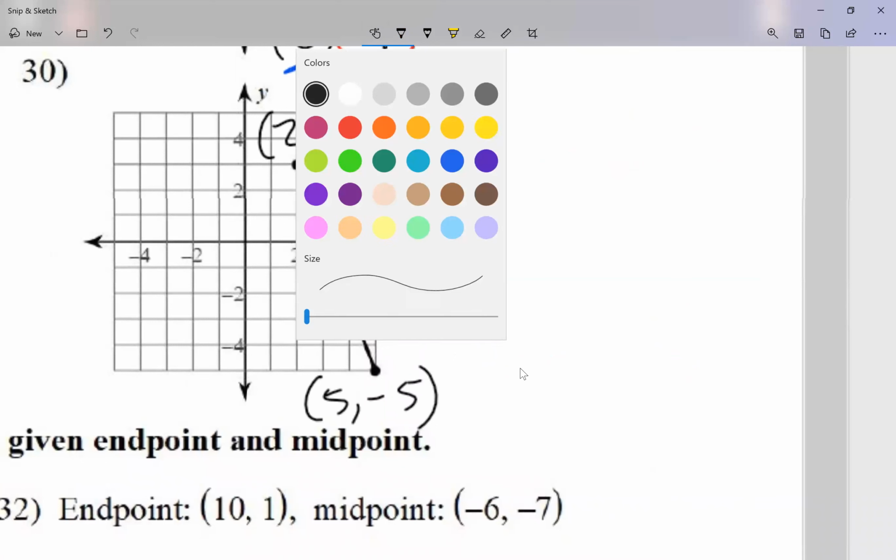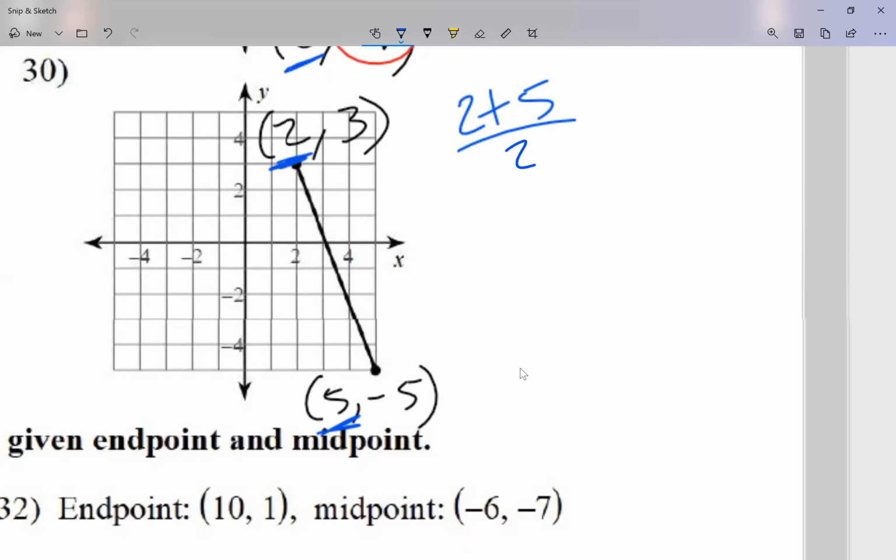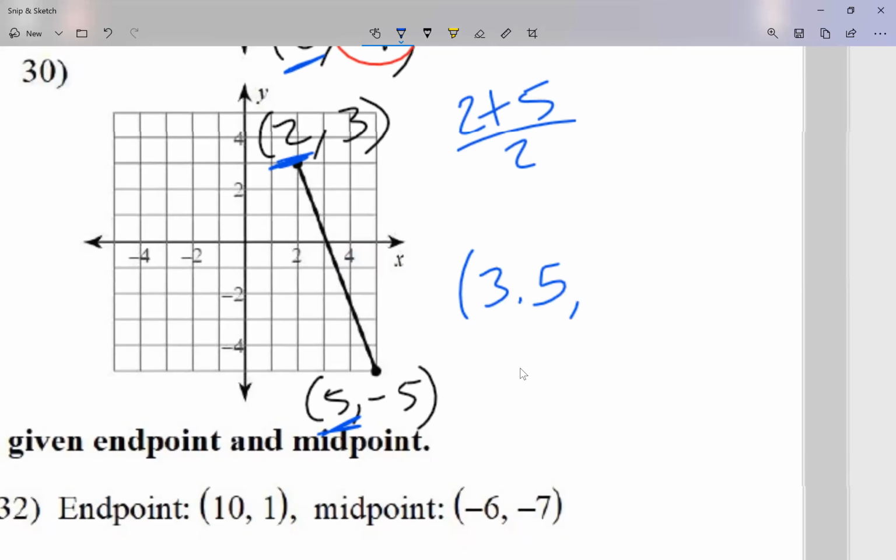Cool. Now let's take a look at the x values of my coordinates. I'm looking at the x values, 2 and 5. I want to know what's right in between 2 and 5, so I'm just going to do 2 plus 5 divided by 2. I know 2 plus 5 is 7, divided by 2 gives me 3.5, comma.